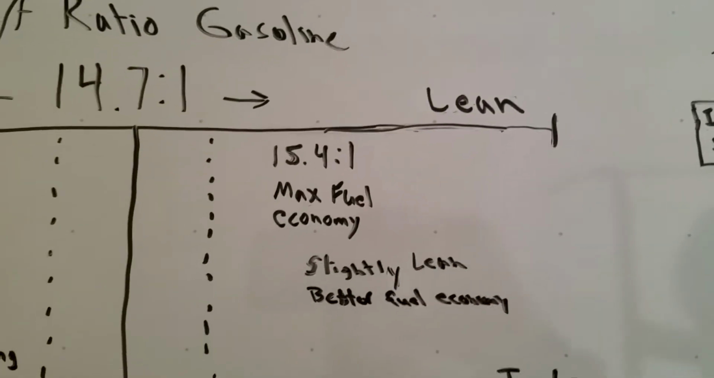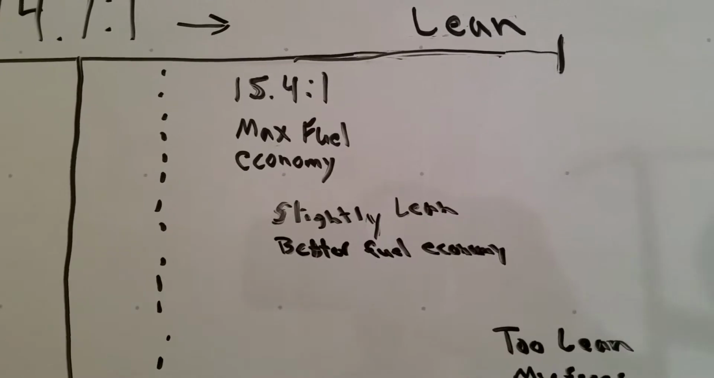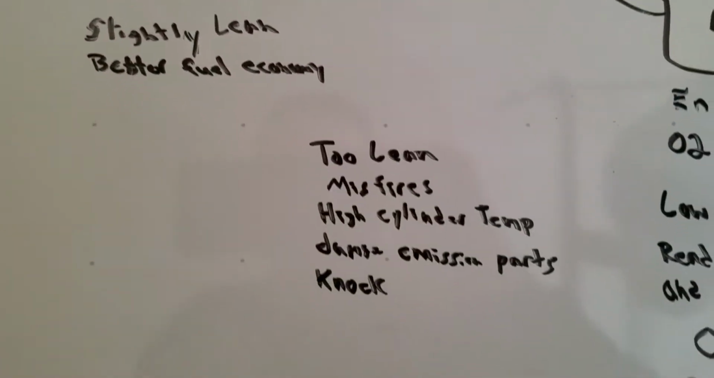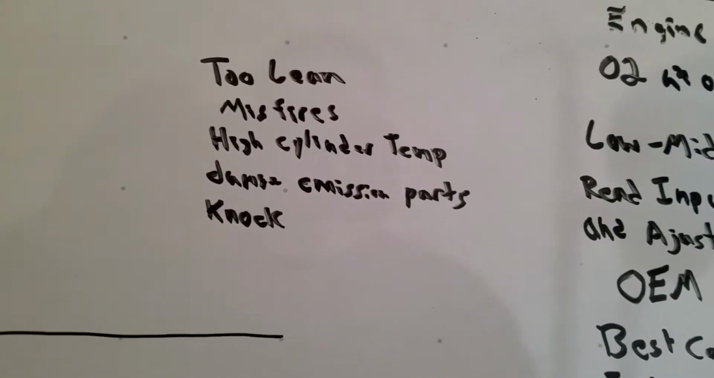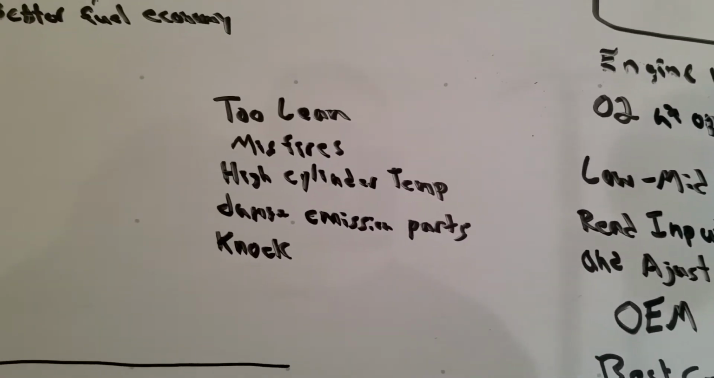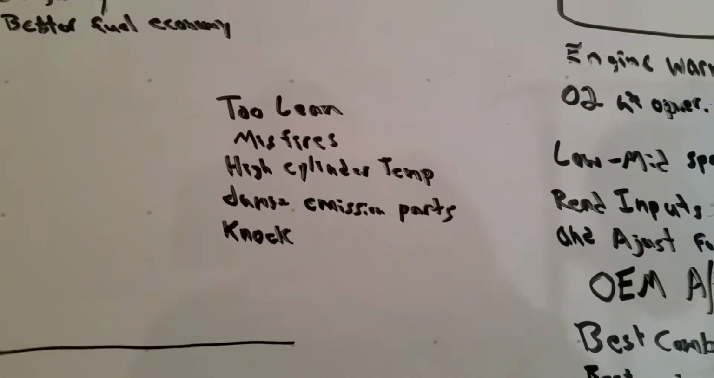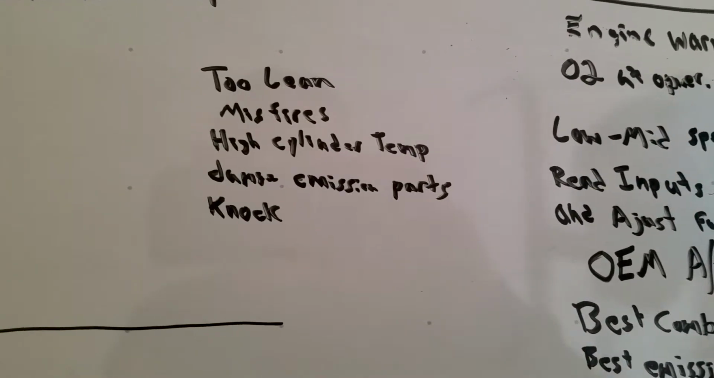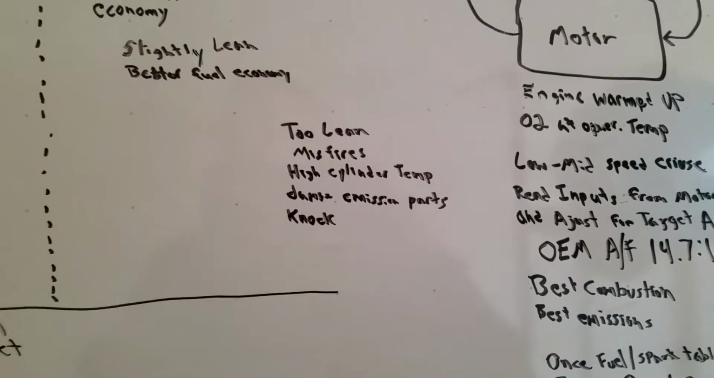Slightly leaner is going to give us max fuel economy, because now we're using less gas. If we go too lean, it will cause misfires, higher cylinder temps, damage to emission parts, and increased knock in the motor from the heat, pre-ignition. You can run so hot. Being too lean is bad, because you can be one bad tank of gas away from basically devastation, where you knock a hole in the piston, and you definitely don't want that to happen.